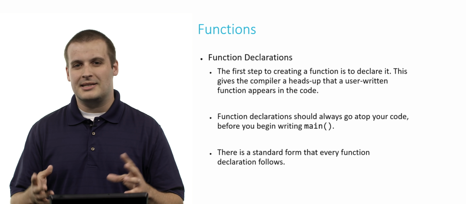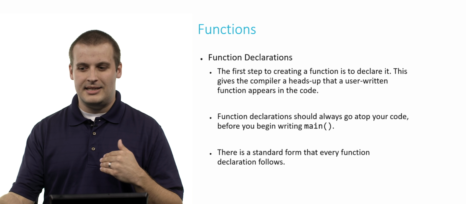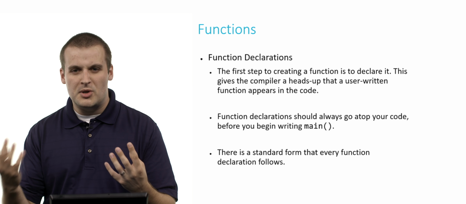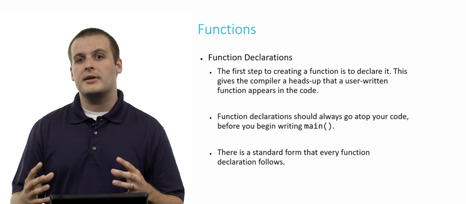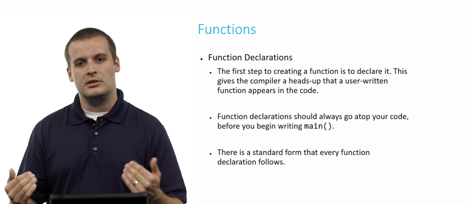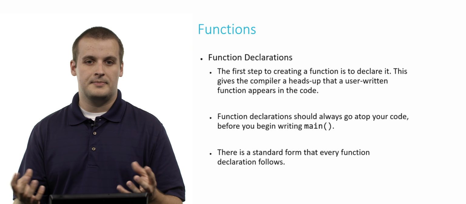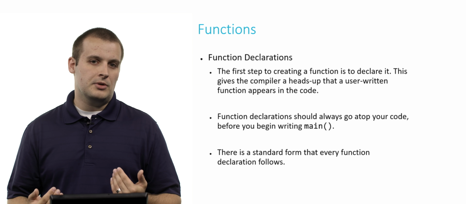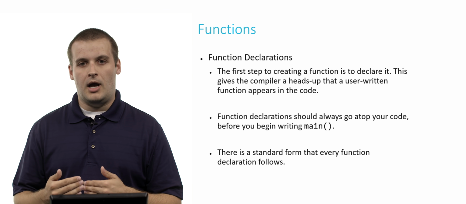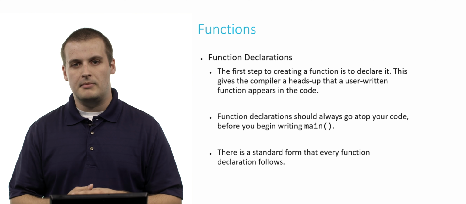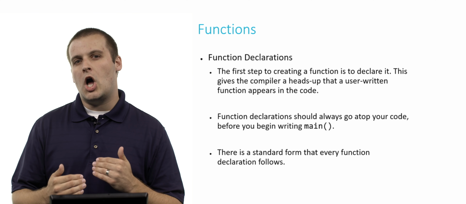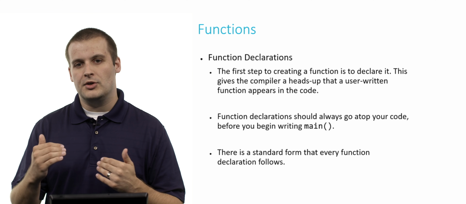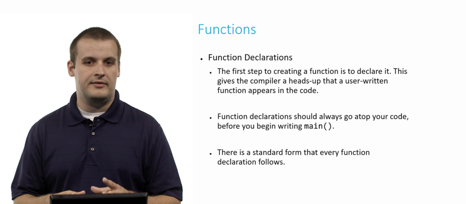The reason for this is because compilers can do some weird things if they see a set of symbols that they're not familiar with. So we just give the compiler a heads up. I'm creating a function, and it's going to do this. Function declarations generally, if you're organizing your code in a way that others will be able to understand and make use of, you generally want to put all of your function declarations at the very top of your code, right before you start writing main even.